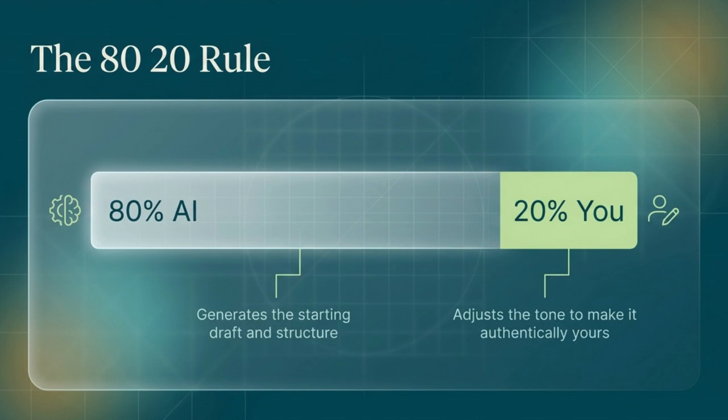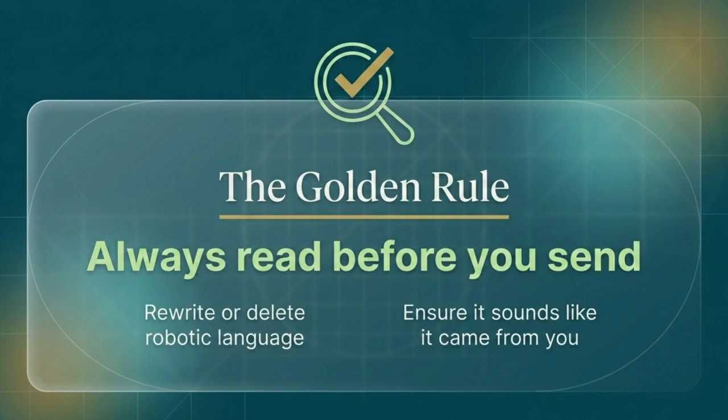The goal isn't to have AI write your content for you. The goal is to have AI get you 80% of the way there so you can focus on the last 20% that makes it yours. One important rule: always read what AI gives you before you send it. Occasionally, it will add language that sounds too polished or too promotional. If any sentence does not sound like something you would actually say, rewrite it or delete it. Your outreach only works if people believe it came from you, not from a machine.